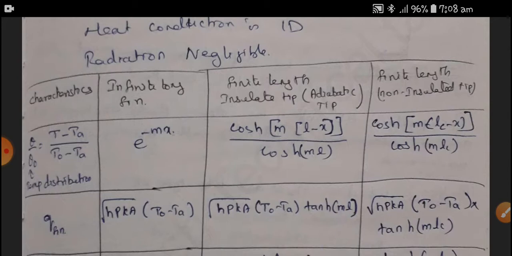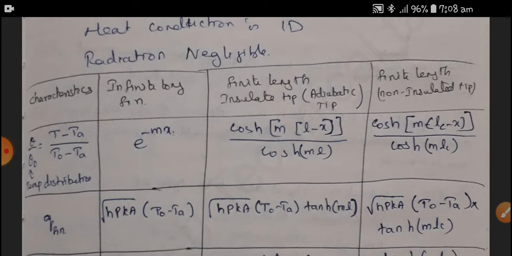So for the infinitely long fins, theta divided by theta naught is equal to e power minus mx, whereas for the finite length with insulated tip, it is cosh of m into (l minus x) divided by cosh of ml, where l is the characteristic length, x is the distance from the tip. And for the finite length non-insulated tip, cosh of m into (Lc minus x) divided by cosh of ml.